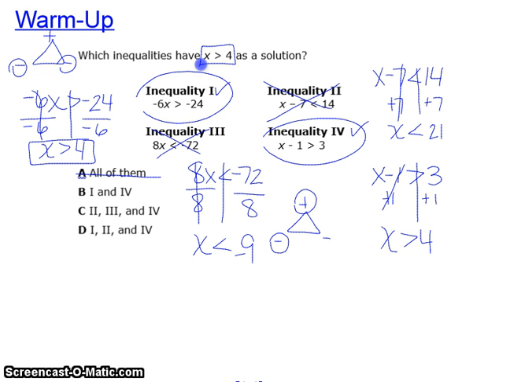So I know A cannot be it because all of them don't match. 1 and 4, it could be that one. 2, nope, 2 didn't match. And 1, but 2 didn't match. So I know that B is the correct answer. Make sure that you have written this in your notes. You will have a problem like this on your test, so if you have questions, you want to raise your hand and ask them.